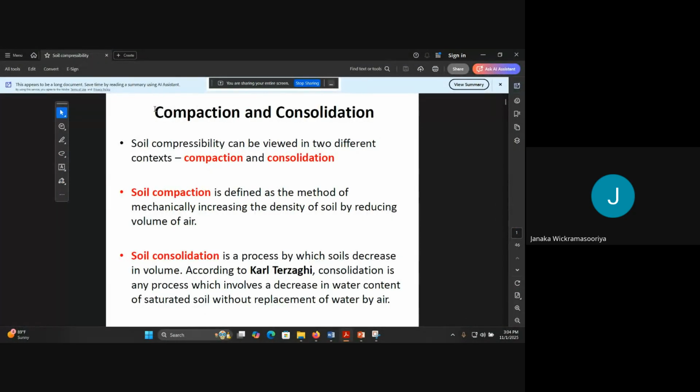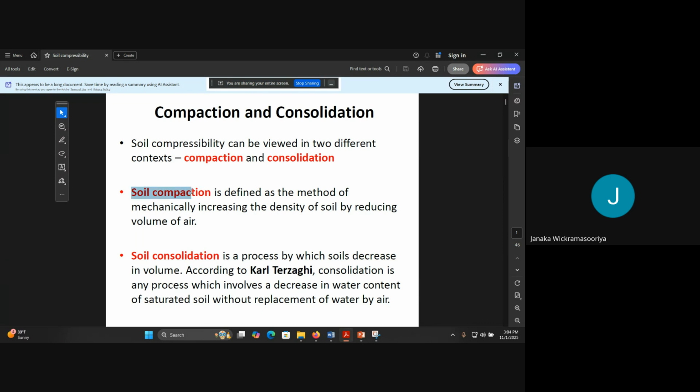Right. Compaction and consolidation. The soil compressibility can be viewed in two different contexts. One is compaction and the other one is consolidation. Right? Both of these contexts tend to compress the soil. Compress means the reduction of the soil volume. The soil volume will be reduced in both of these phenomena.